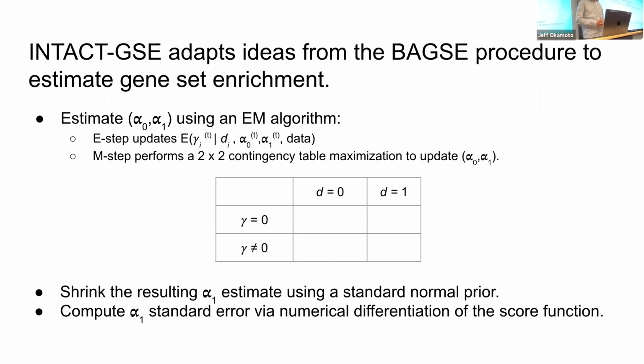In practice, what we find is that when the underlying true contingency table is highly unbalanced, that could be if one of your cell counts is very close to 0, we have problems with the algorithm converging. So in order to account for that, we shrink the alpha 1 estimate by imposing a standard normal prior. And then finally, for uncertainty computation, we use a numerical differentiation algorithm to compute the standard error of alpha 1.